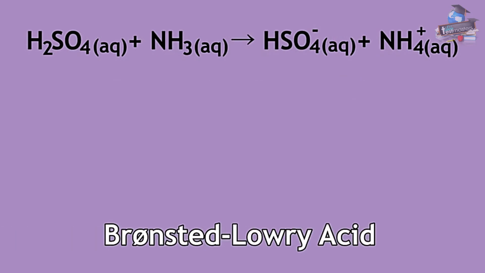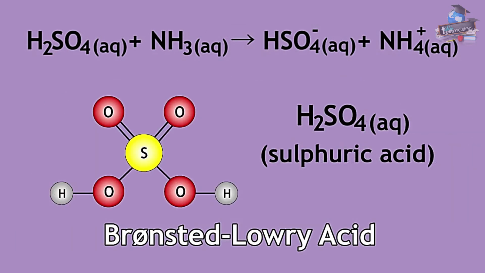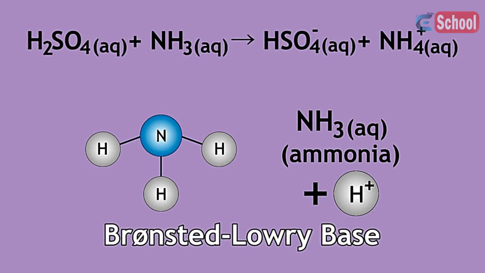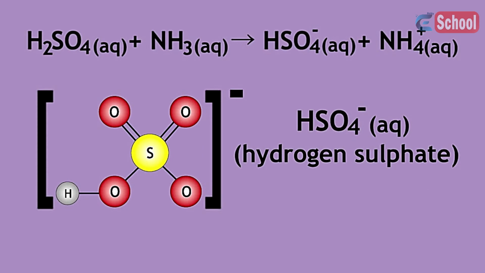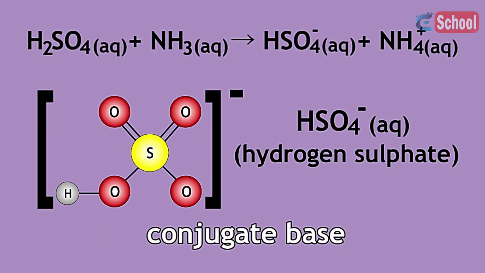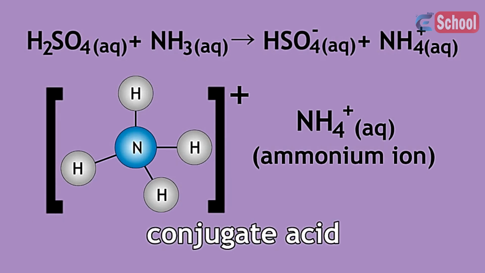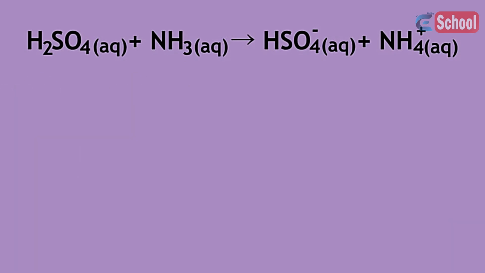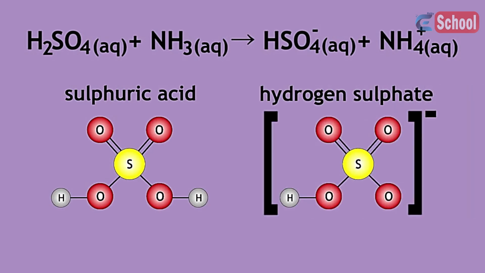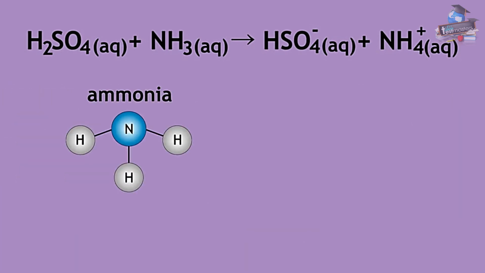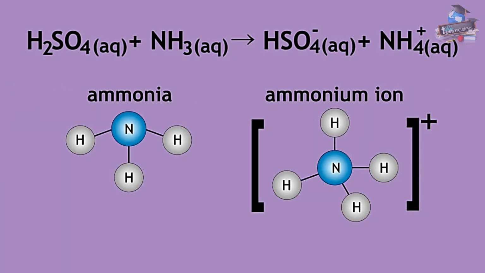The Bronsted-Lowry acid is sulfuric acid as it releases a proton to ammonia. Since ammonia accepted the proton, it is the Bronsted-Lowry base. The hydrogen sulfate ion is the conjugate base of sulfuric acid. The ammonium ion is the conjugate acid of ammonia. Therefore, sulfuric acid and the hydrogen sulfate ion form a conjugate pair, and ammonia and the ammonium ion form another conjugate pair.